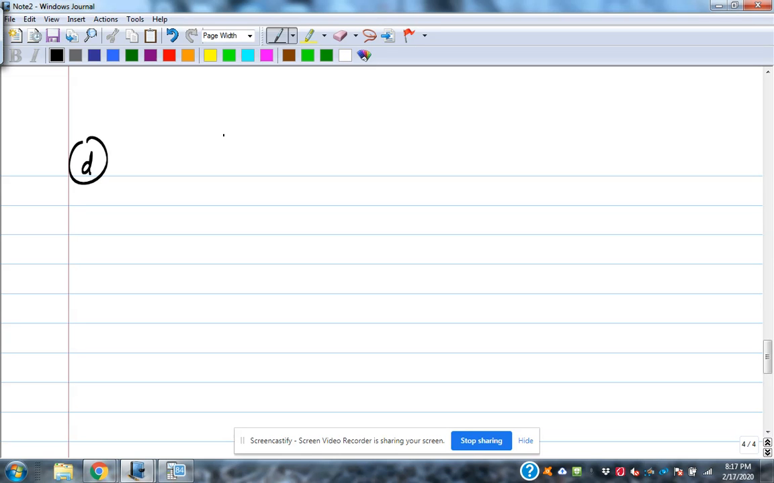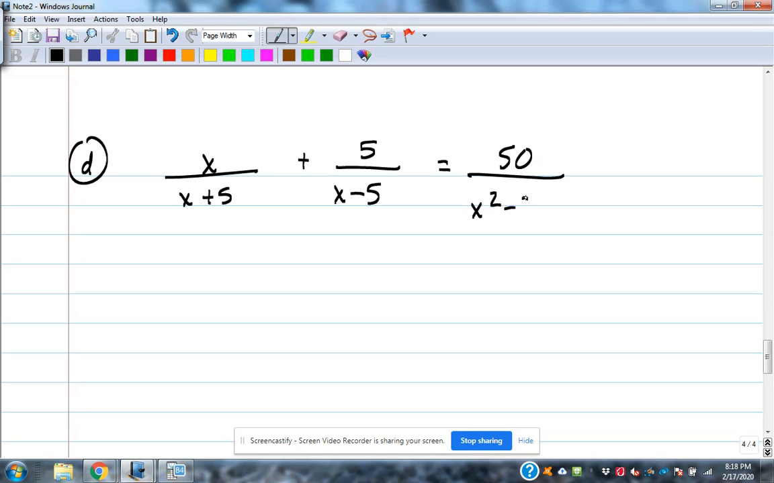All right, let's look at this problem. Let's say we had x over x plus 5, plus 5 over x minus 5, equals 50 over x squared minus 25.